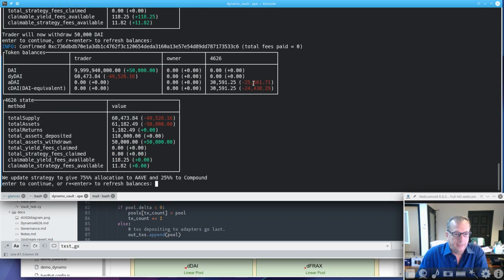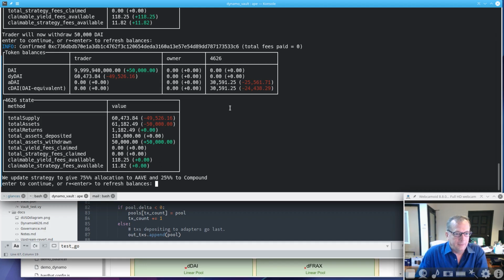And there it is. A little over $25,000 out of Aave, a little under 24. It only required 49,526.16 of our DAI shares in order to get 50,000 worth of DAI because of the compounding interest, the additional returns that we received. So our trader has made a little bit of a profit. And so you can see the supply has been moved.